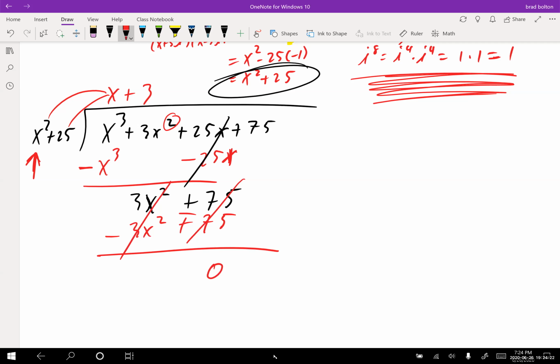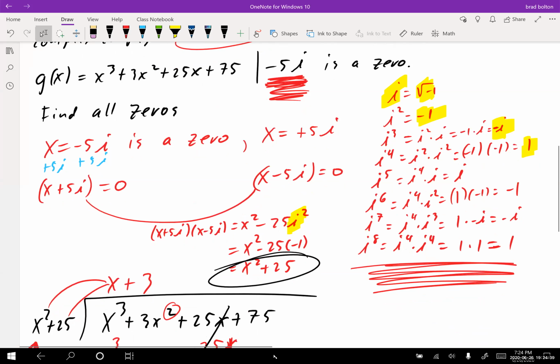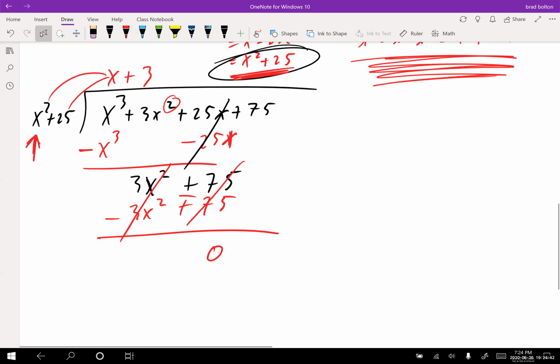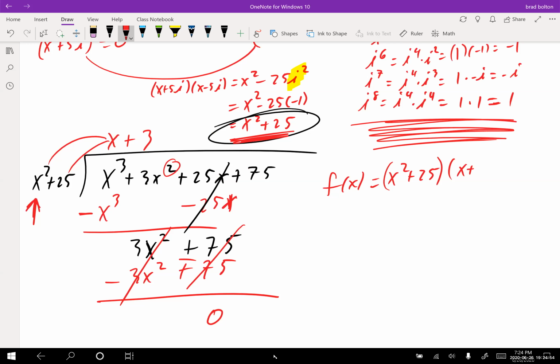Okay, but we knew it was going to be 0 because the conjugate pairs theorem, the complex conjugates, told us that the imaginary numbers travel in pairs. So if negative 5i was a 0, so is plus 5i. When I FOILed those out, I got this new polynomial, x squared minus 25, and then I used that for my long division. So that means that f of x can be factored as x squared plus 25 times x plus 3. Now, if they want it broken down further, you could say, well, this is x minus 5i, x plus 5i, and x plus 3.